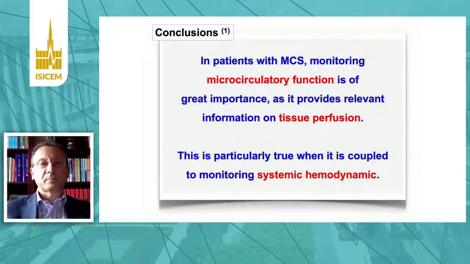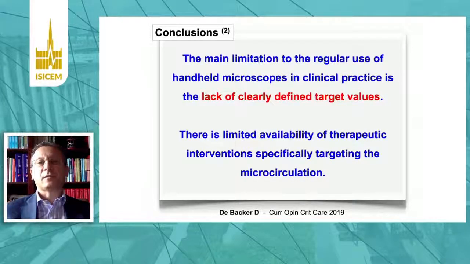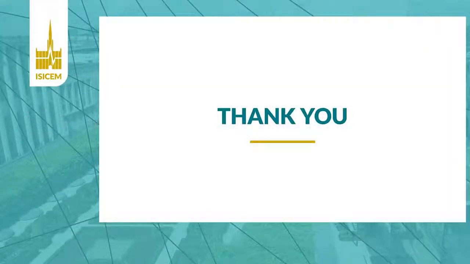In conclusion, in patients with mechanical circulatory support, monitoring microcirculatory function is of great importance as it provides relevant information on tissue perfusion. And this is particularly true when it is coupled to monitoring systemic hemodynamics. And finally, the main limitation, unfortunately, to the regular use of handheld microscopes in clinical practice is the lack of clearly defined target values. I thank you very much for your attention.